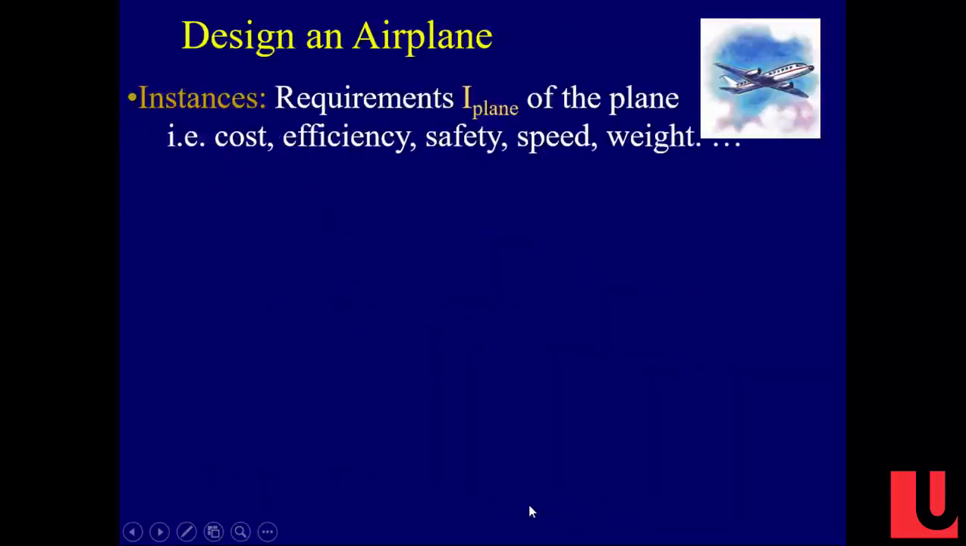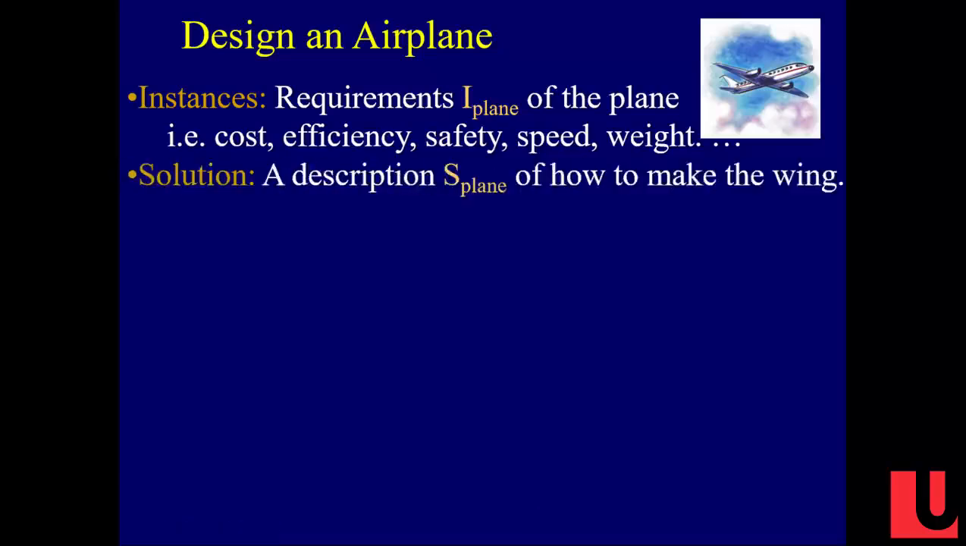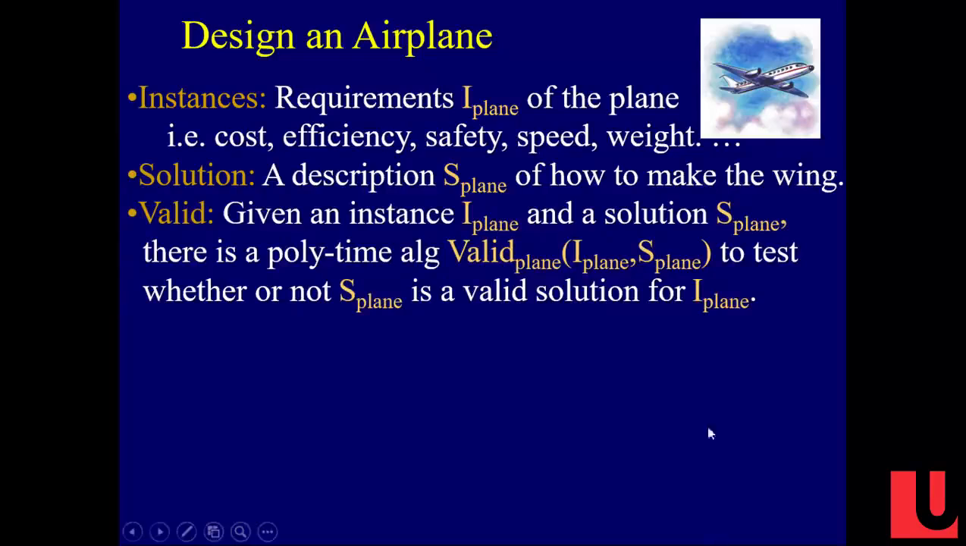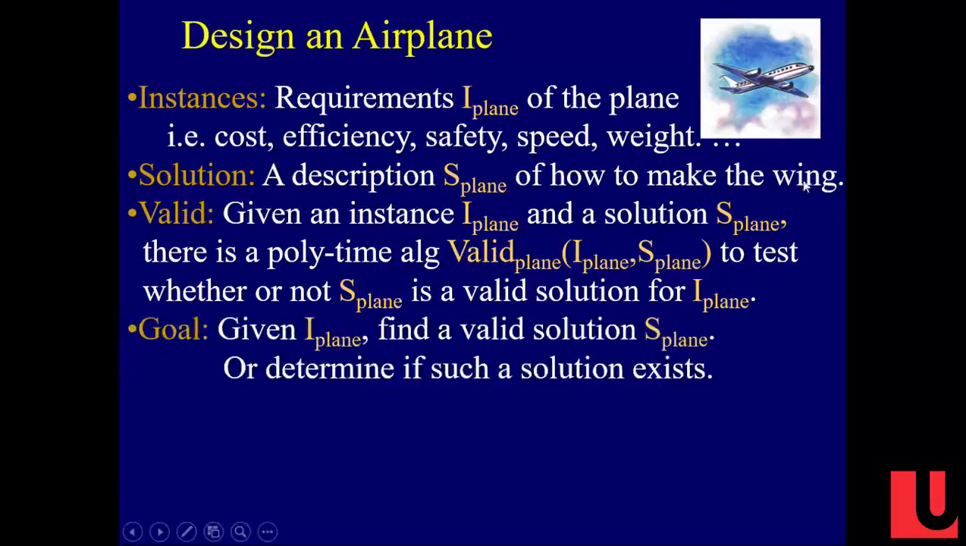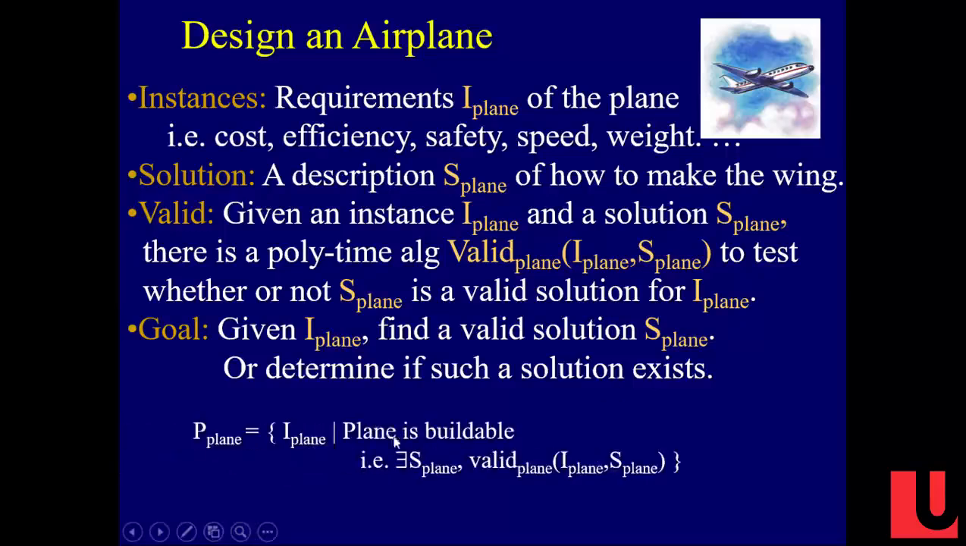All right, the airplane problem, what is it? The input tells you what you want about the airplane. The solution tells you how to build it. Valid, given what you want for the plane and the solution how to build it, valid will tell you whether or not it's a good solution. Yes, it's a valid solution. No, it's not a valid solution. Goal, given the description of an airplane, you figure out how to build it or whether you can build it.